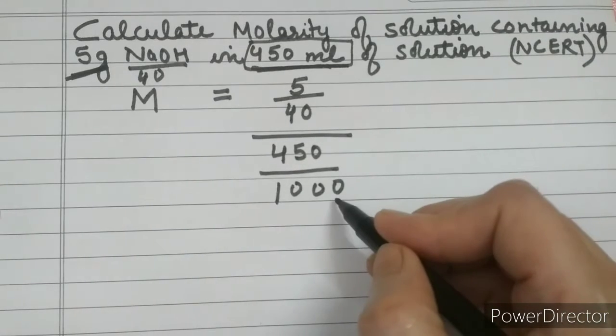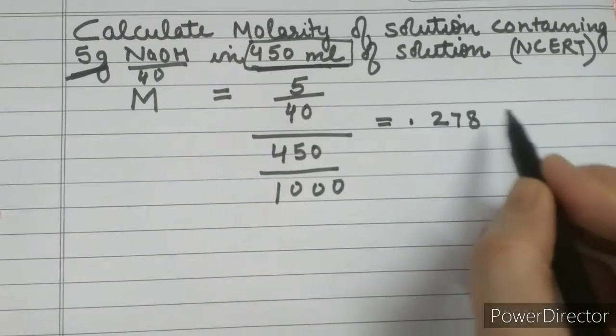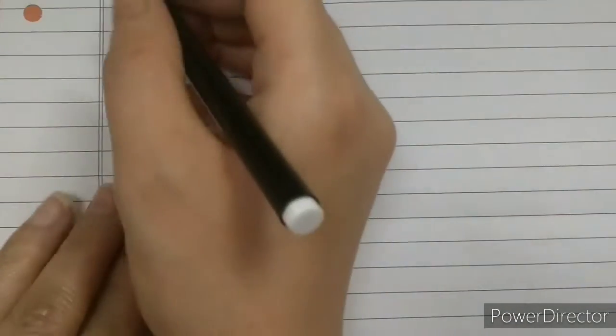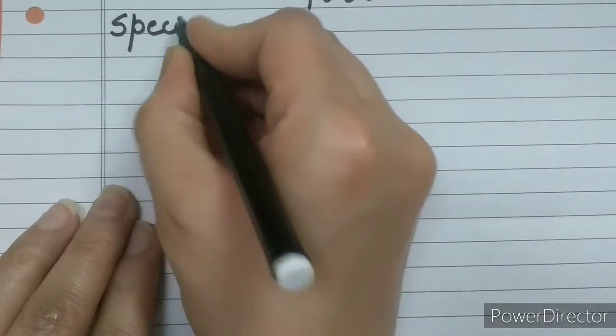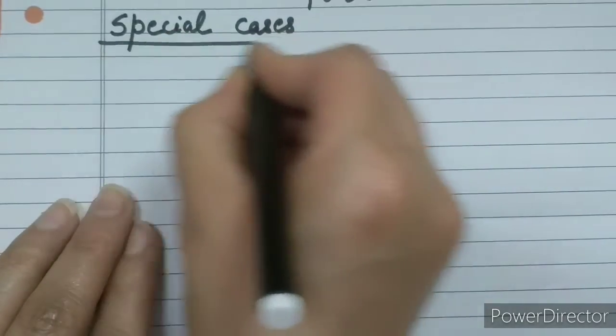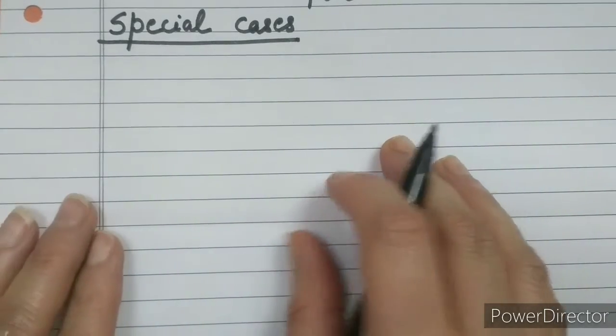So 450 divided by 1000. So when we solve this, the answer comes out to be 0.278 moles per liter. So there are some special cases of molarity, like what happens to the molarity if the solution is diluted or if we add something into that solution.